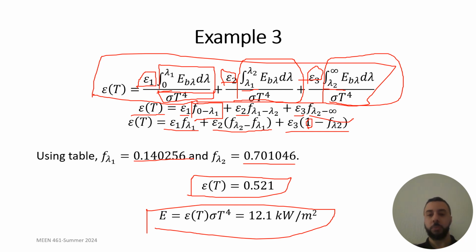So this example is just to show you how we take into account changing emissivity for different wavelengths. And this is not a black body. Remember, the epsilon is not 1, so it's not a black body. This is a gray surface now.